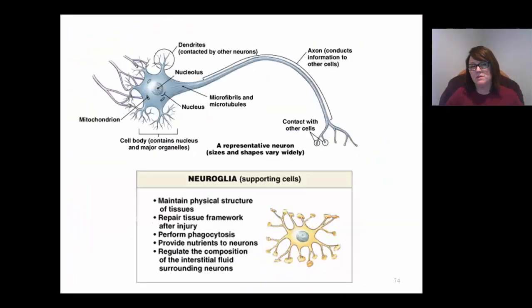Now, there are many types of neuroglial cells, and we're not going to talk about those at this point. But like I said, they're all supportive cells for the neurons. They clean up the environment around the neuron. They make sure there's enough water and sodium and that sort of thing. So they are very important supportive cells.